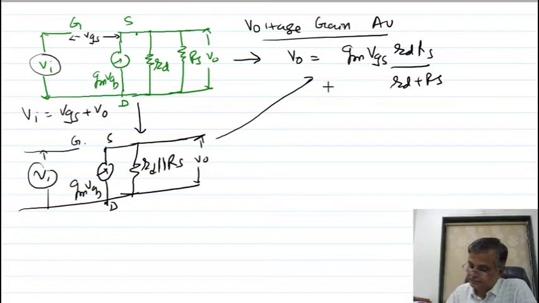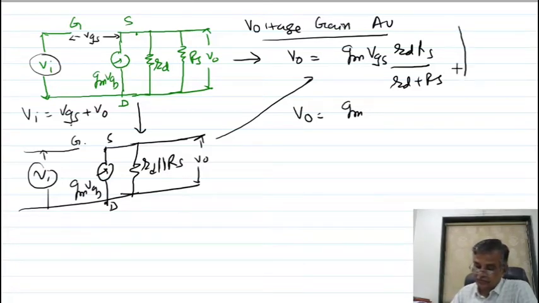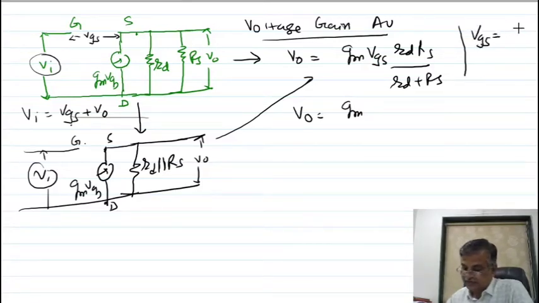Now look here. VO is equal to gm times VGS. What is VGS? From this equation I can write VGS. I put the VGS value here. So you can write VGS is nothing but Vi minus VO.